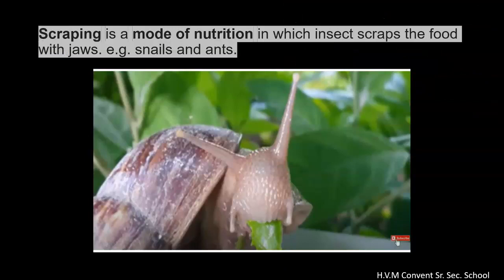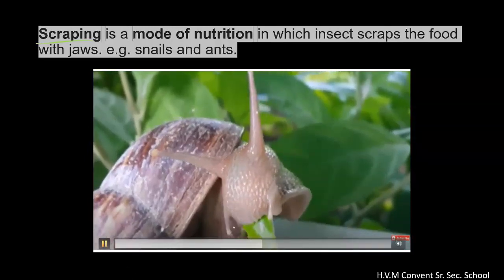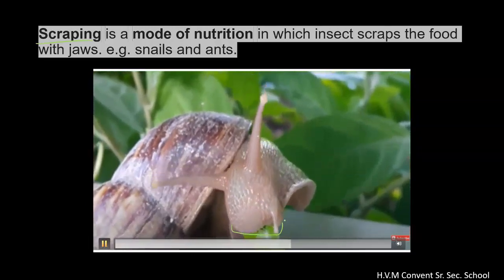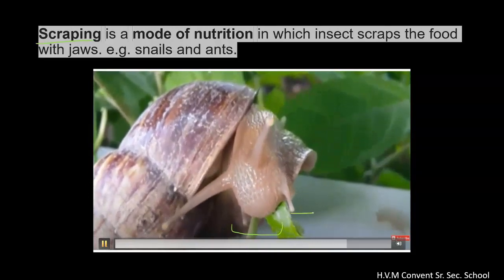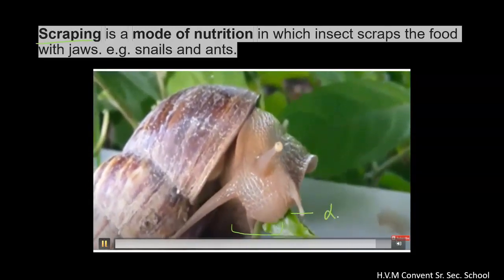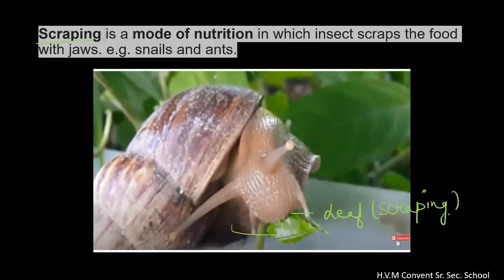So the first mode of intake of food is scrapping. It is there in case of snails. So how do snails obtain food? They obtain the food by scrapping. What happens is an animal scraps or scratches over the food. So the food of the snail is leaf, and it takes it by the mode of scrapping. So this is the first mode of taking of food, that is scrapping.